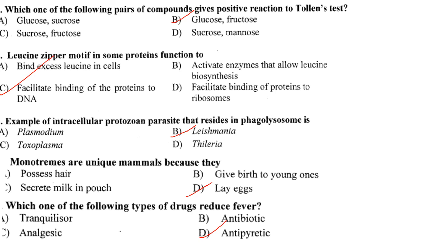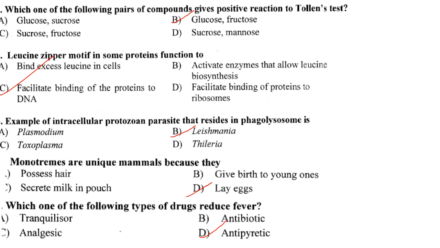Then next one, leucine zipper motif in some protein functions to facilitate binding of proteins to DNA. So answer is option C. Then example of intracellular protozoan parasite that resides in phagolysosome. So it is Leishmania. Answer is option B.